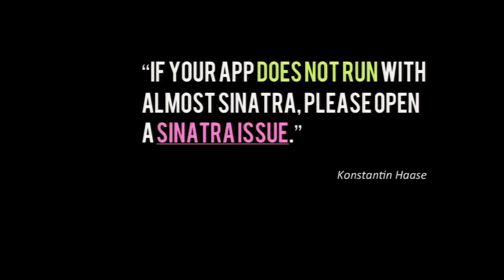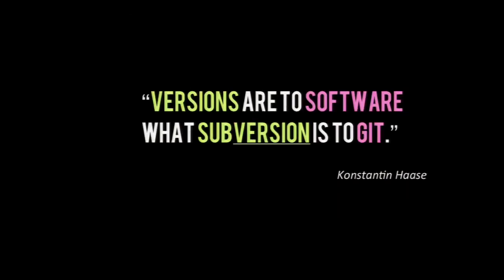So, yeah. As you might have noticed, it's all about the fun. And I wrote extensive coding guidelines, and I'll just hammer you with quotes from myself from now on. If your app does not run with Almost Sinatra, please open a Sinatra issue. Versions are to software what Subversion is to Git. So the suggestion is that you just copy that code and paste it onto the top of your file. Also saves you a require, and then just put the code below it.